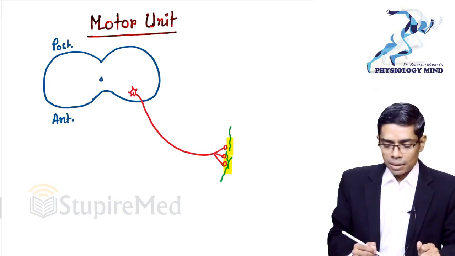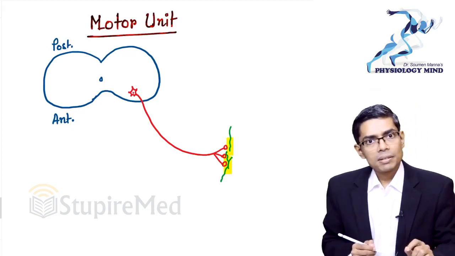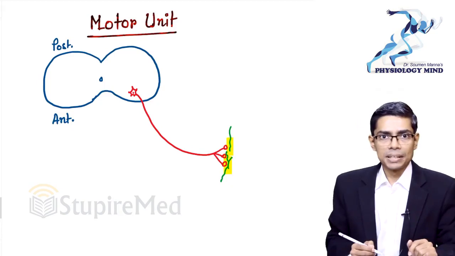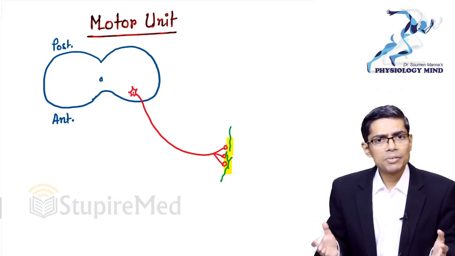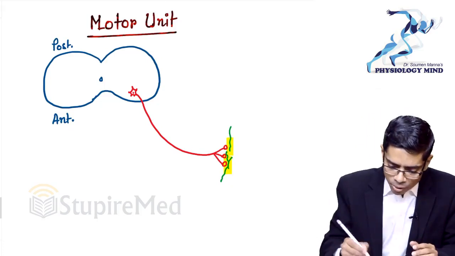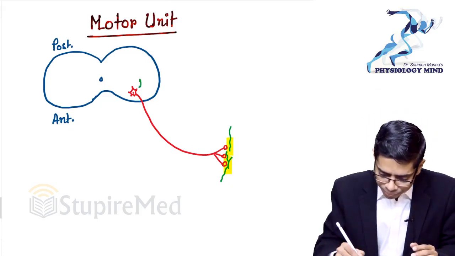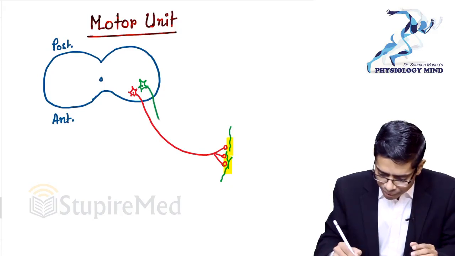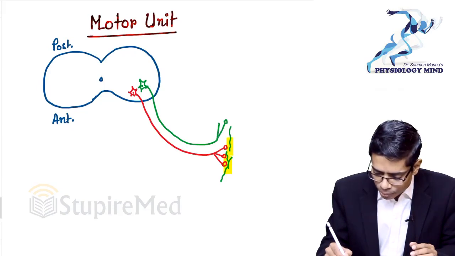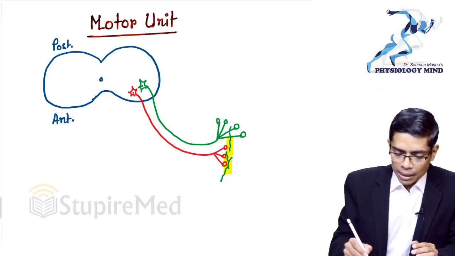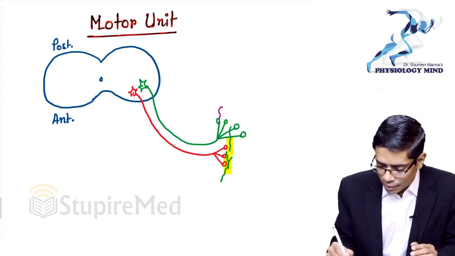Now not only this one motor neuron, there will be thousands of motor neurons in a single node. There may be thousands. So suppose I am drawing another one here, another motor neuron, like this. Again it is dividing into multiple parts. Suppose this is 4, and each of these 4 will again make synapse with 4 muscle fibers.